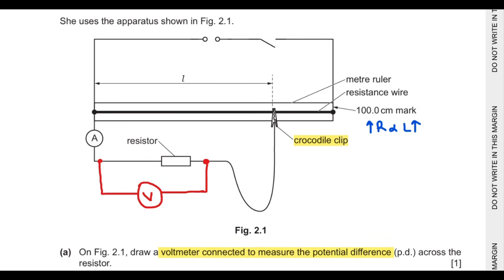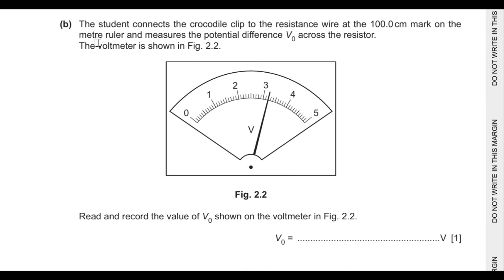A part says on figure 2.1 draw a voltmeter connected to measure the potential difference across the resistor. We connect a voltmeter in parallel with the resistor to measure the potential difference. B part says the student connects the crocodile clip to the resistance wire at the 100 centimeter mark on the meter ruler and measures the potential difference V0 across the resistor. Record the value of V0 shown on the voltmeter in figure 2.2. So the reading is 3.2 volts. I'm writing it over here, 3.2 volts.